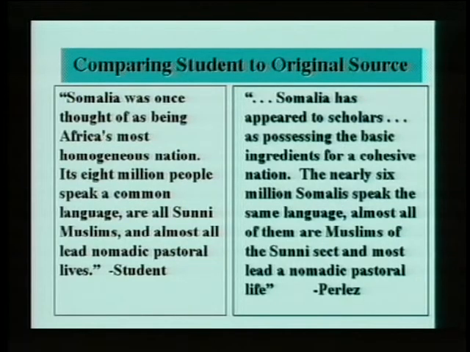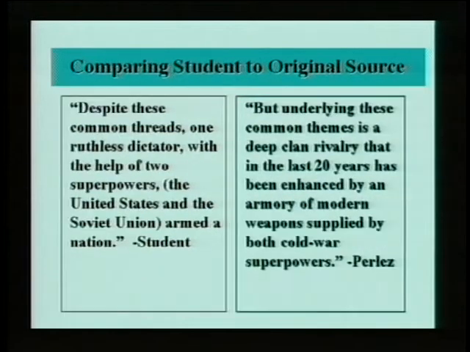Note also the similarity of these two passages. Despite these common threads, one ruthless dictator, with the help of two superpowers, the United States and the Soviet Union, armed a nation. The original article by Perlez reads, "But underlying these common themes is a deep clan rivalry that in the last 20 years has been enhanced by the armory of modern weapons supplied by both Cold War superpowers."